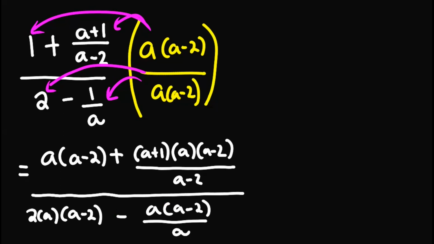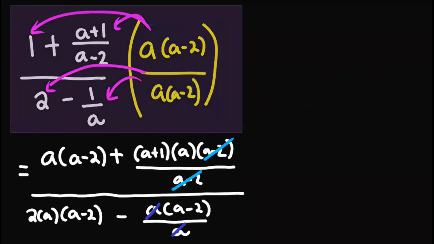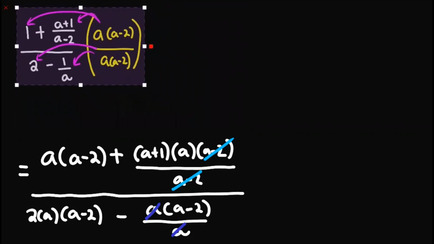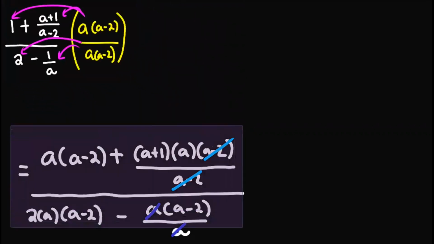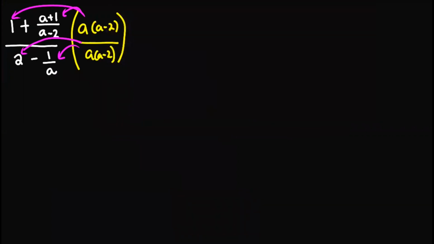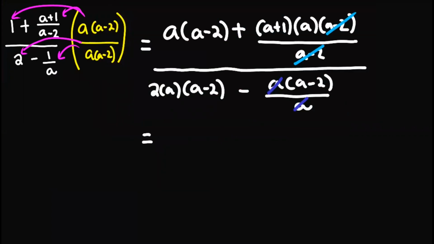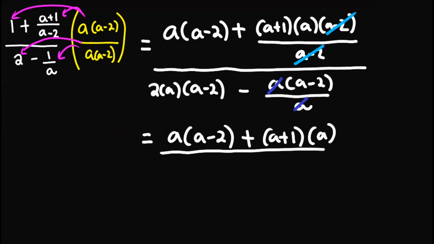Then we can cancel out the a minus 2 out here and the a's out here. So we'll obtain in the numerator a times a minus 2 plus a plus 1 times a, all over 2 times a minus 2 minus a minus 2.